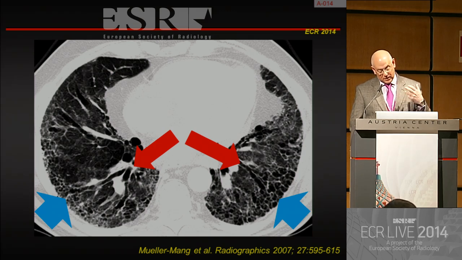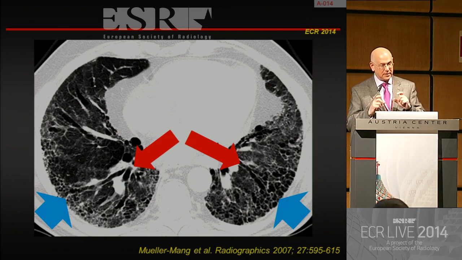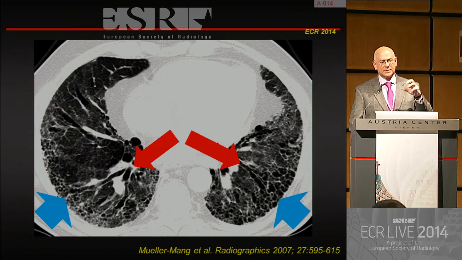The scan that you see here displays a more advanced type of honeycombing, but more importantly, it displays that this is a disease that does not purely involve the lung parenchyma, but we very clearly see, as indicated by the red arrows, that there is also a contribution of the airways. The airways here are clearly abnormal. They show what is called traction bronchiectasis because of the fibrotic process in the lung.